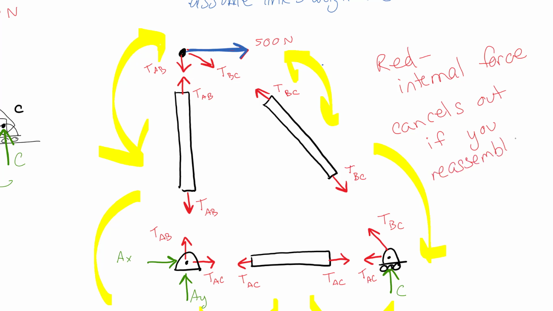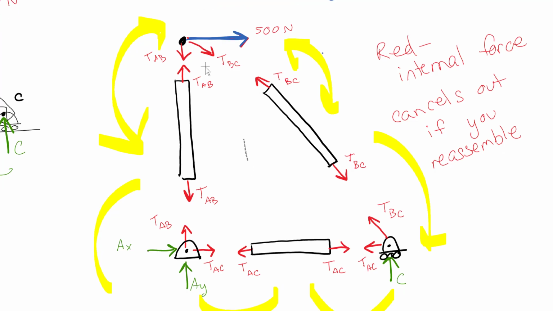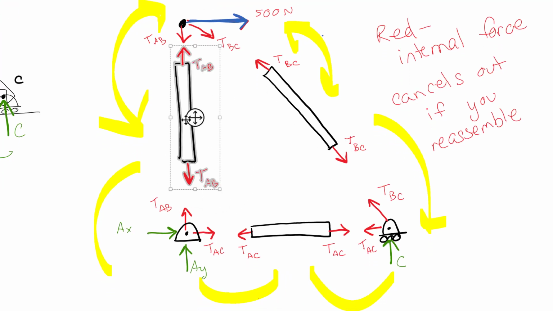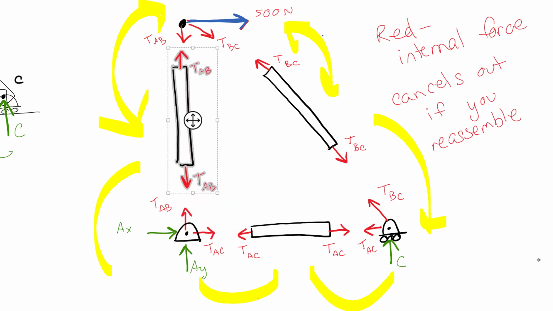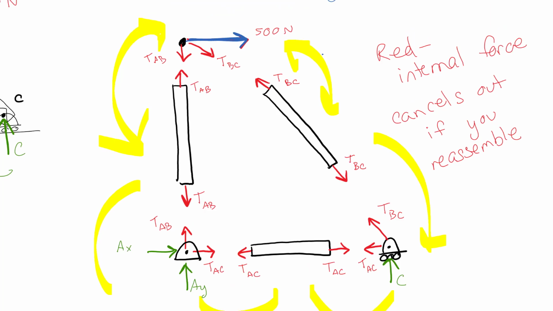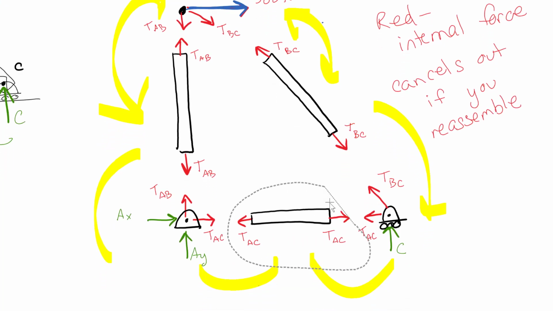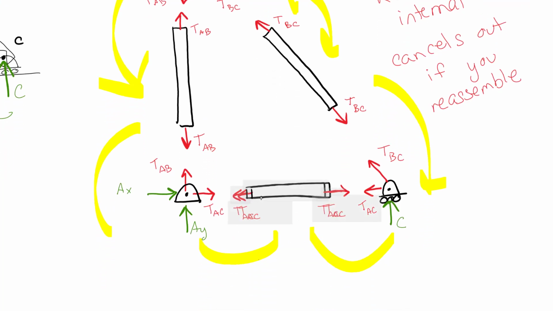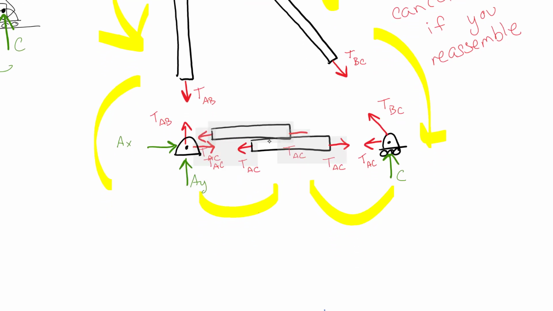The idea is, if I took this and reattached it here, those TABs would cancel out and go away. The same thing here: if I move this down here, the TABs would cancel and go away. And if I took this and moved it here, those TACs would go away, and if I moved it here, those TACs would go away.